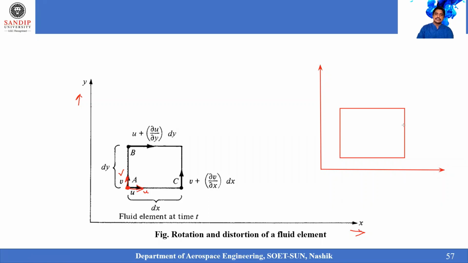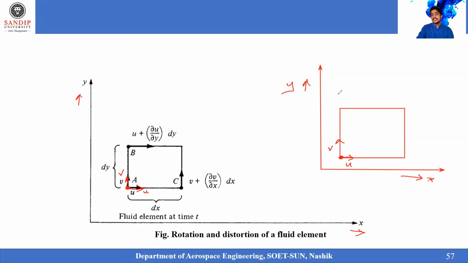In order to discuss this, we have taken one fluid element. This is the x direction and this is the y direction we have considered. At this point, the velocity in the x direction is u, and along the y direction it is v. Sorry, I had written it wrongly. Along the y direction it is v.